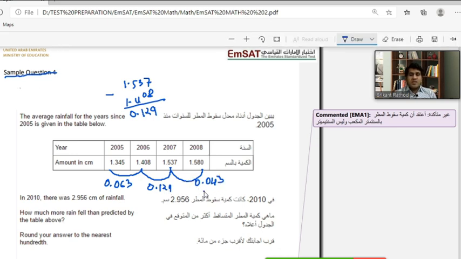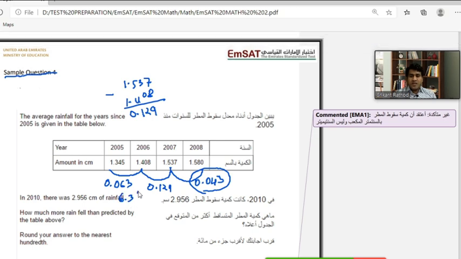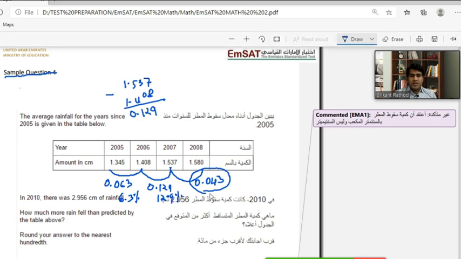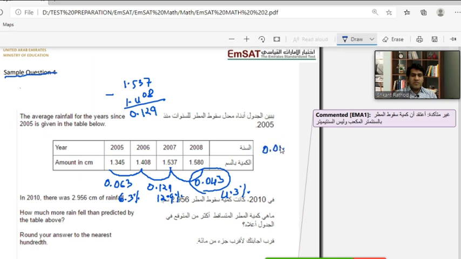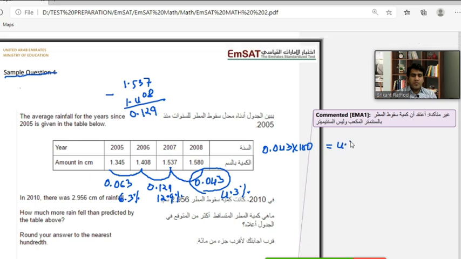Now this is the minimum amount of increase and this is the maximum amount of increase. If you convert them into percentages, this is going to be 6.3%, here it's going to be 12.9%, and here it's going to be 4.3%. How am I converting it? Any number multiplied by 100 is converted into percentage. Example: 0.043, if you multiply by 100, this will be represented as 4.3%. That's how we are doing it.